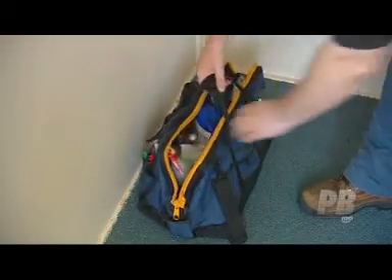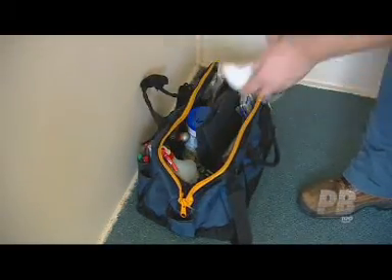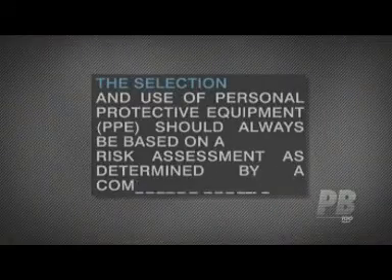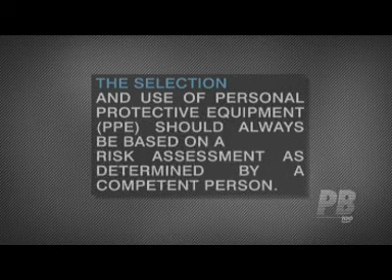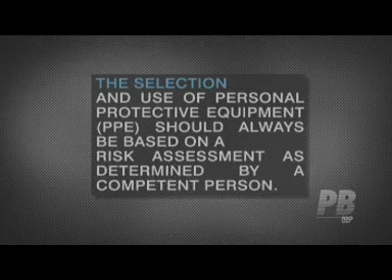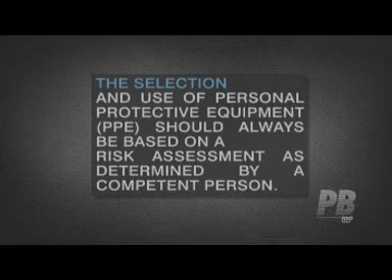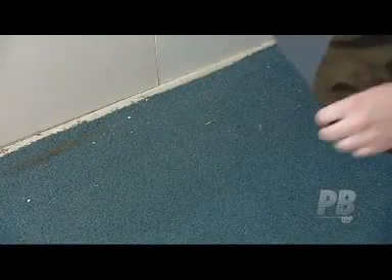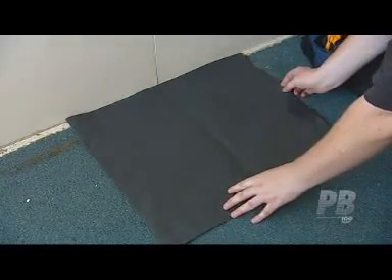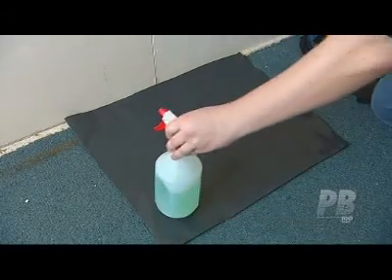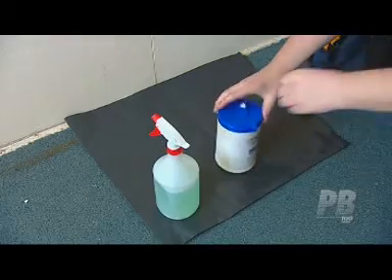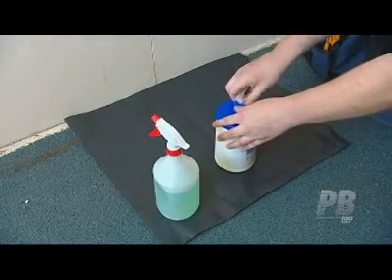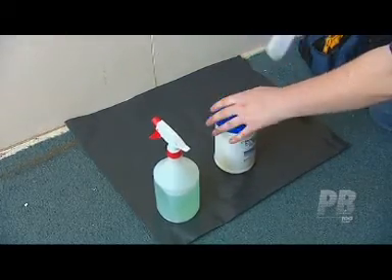Before you take a sample of suspect material for testing, you'll need appropriate personal protective equipment. The selection and use of personal protective equipment, PPE, should always be based on a risk assessment as determined by a competent person. Surfaces onto which asbestos debris could fall should be protected with a sheet of impervious material, such as plastic, which can easily be cleaned by wet wiping or using a HEPA filter vacuum cleaner.